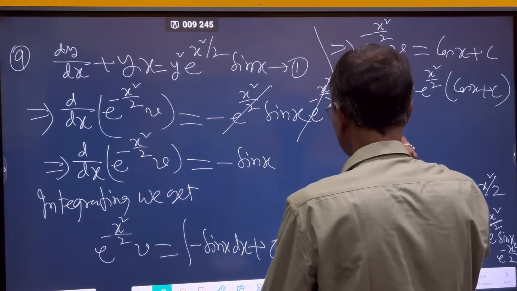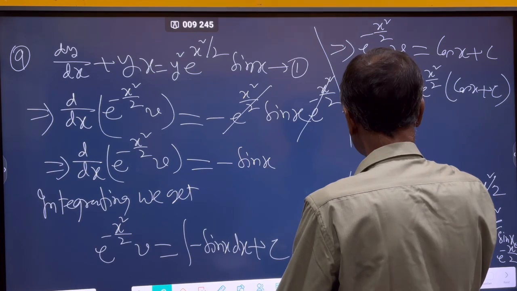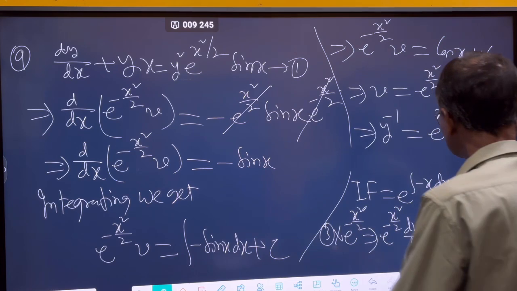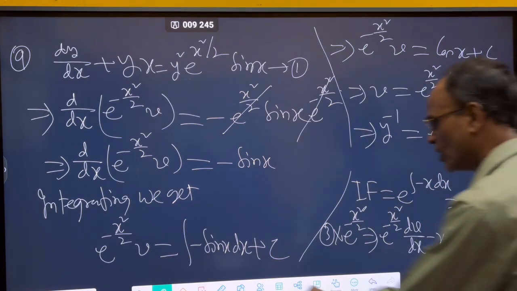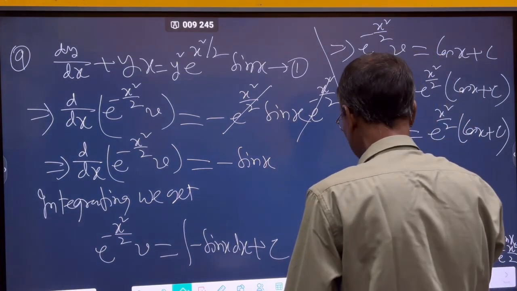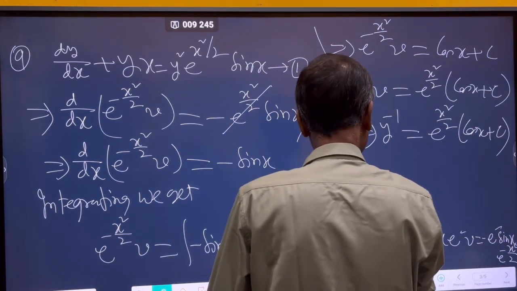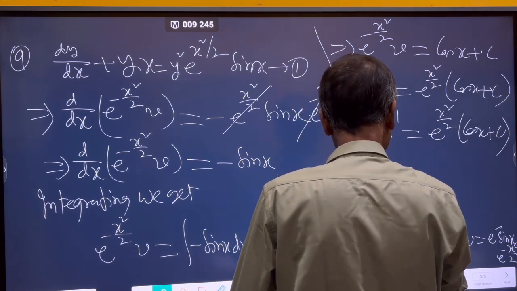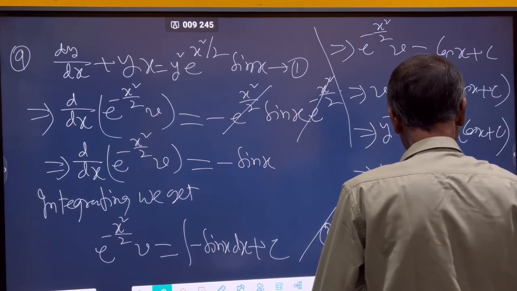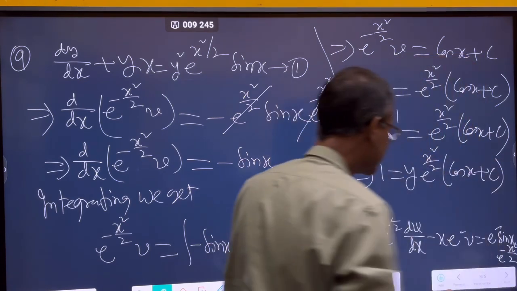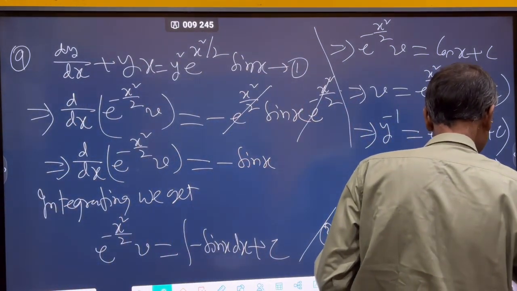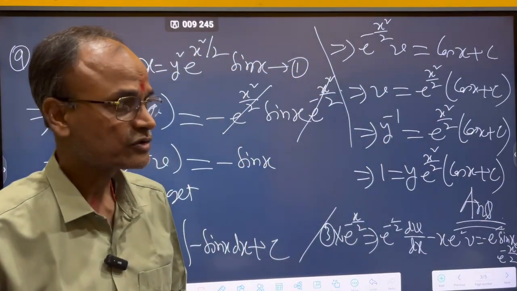This means y to the power minus 1 equal to e to the power x square by 2 into cos x plus c. You may write like this, or 1 by y, or 1 equal to y into e to the power x square by 2 into cos x plus c. You may write like this. This is the answer of the differential equation.